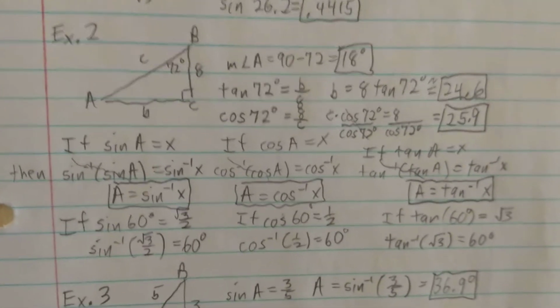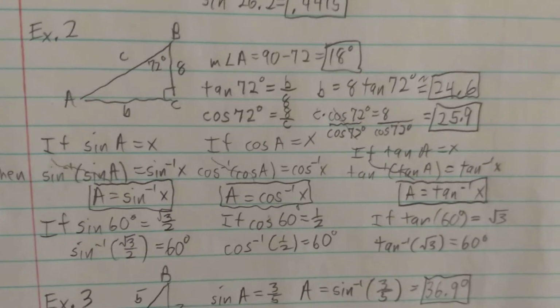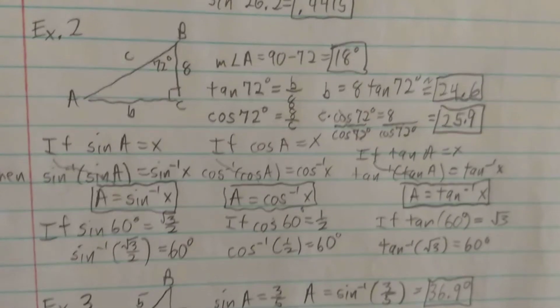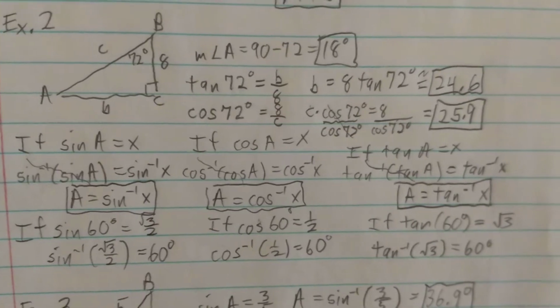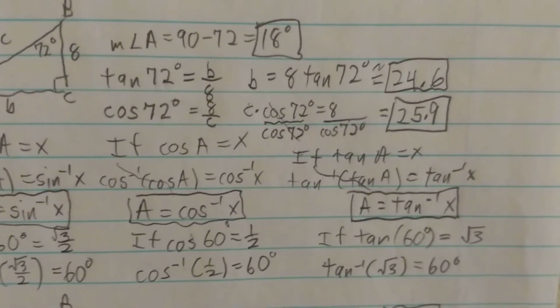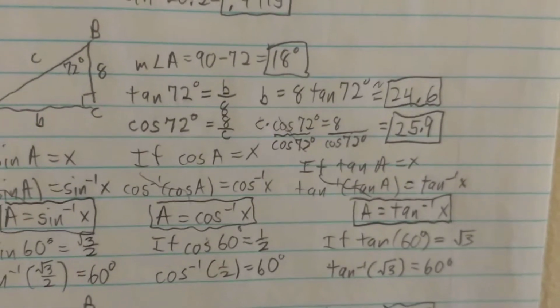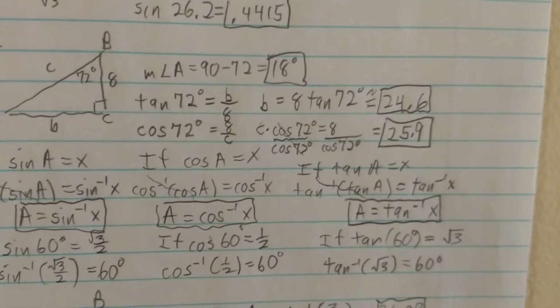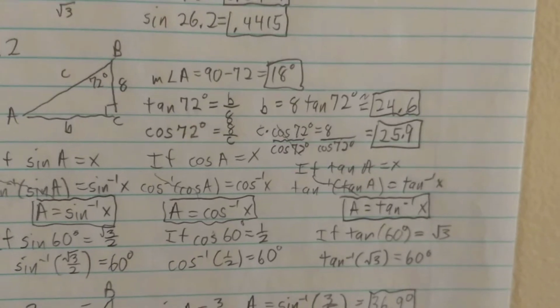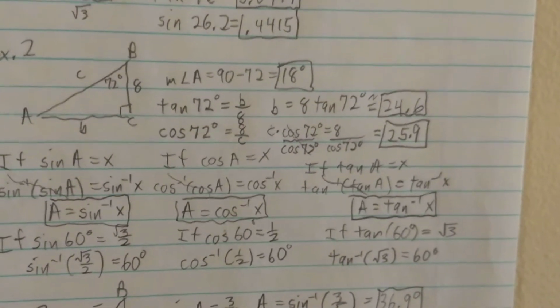Now in a similar way, we can get side C by doing cosine of 72 is 8, adjacent, over C, hypotenuse. And then multiplying through again, C cosine 72 is 8, and dividing both sides by cosine 72, we get C is approximately 25.9, rounded to 1 decimal place.